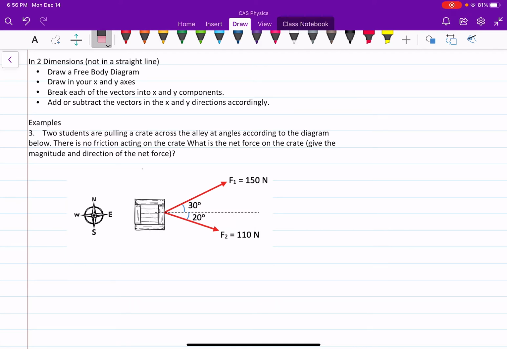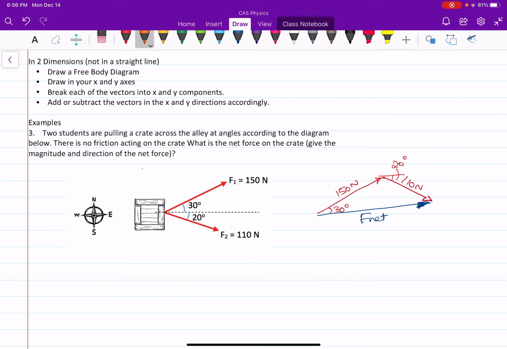You could use the tip to tail method, starting with the 30 degree. This is 150 newtons, and this is 30 degrees. And then adding the 20 degree. So maybe like this. This is 110 newtons, and this angle here is 20 degrees. The resultant is what we're interested in. We're interested in this vector, right? This is F net. So you can do that by adding the horizontal and vertical components of each of these vectors.